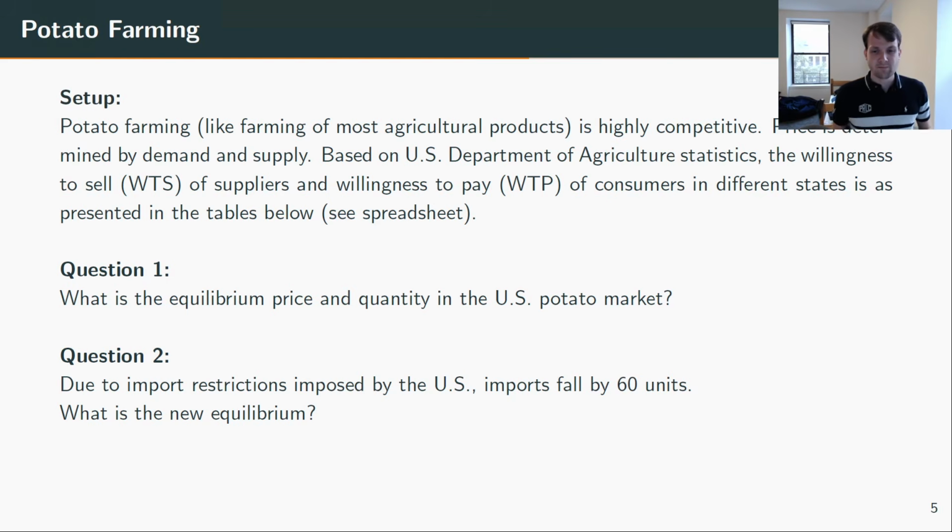That's question one. And then we're going to suppose there are also imports coming from abroad. We're going to suppose that due to tariffs, these imports fall by 60 units. And we're going to want to figure out what happens to the equilibrium. What happens to prices, what happens to quantities.